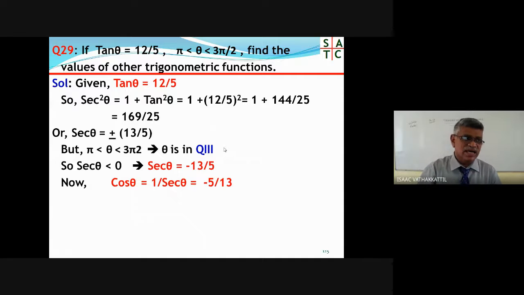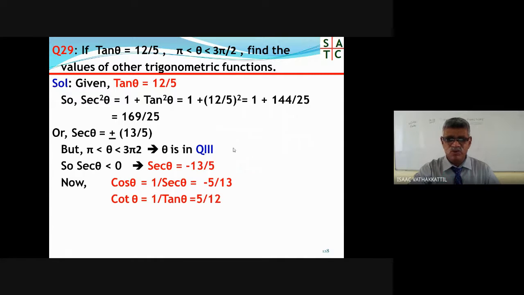Once you know tan theta and cos theta, what will be sin theta? Sin theta will be simply tan theta into cos theta. Once you know tan theta, we have cot theta as the reciprocal, that is obviously 5 by 12. No need of other identities. From here itself, tan theta is sin theta by cos theta and cot theta is cos theta by sin theta. So how do you get it? Multiply tan theta into cos theta, and that will be comfortable.